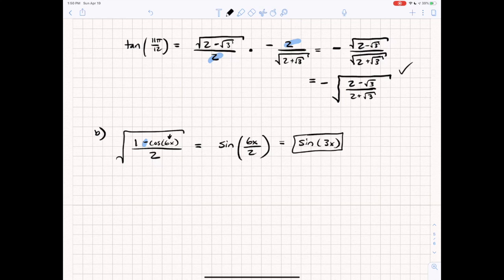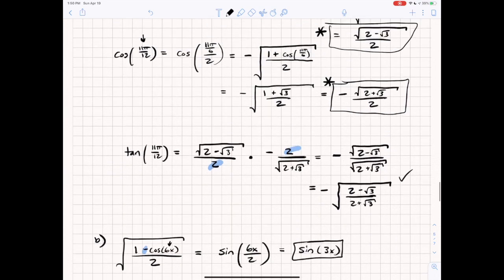Again, I know this is sine because it's minus cosine. Also in the formula, I know that whatever cosine of a is, in terms of the half angle, it's a divided by 2. So a is 6x. So then therefore I do 6x divided by 2. And then that gives me sine of 3x. All right, let's take a look at C. And then we have one more left, and that's it.